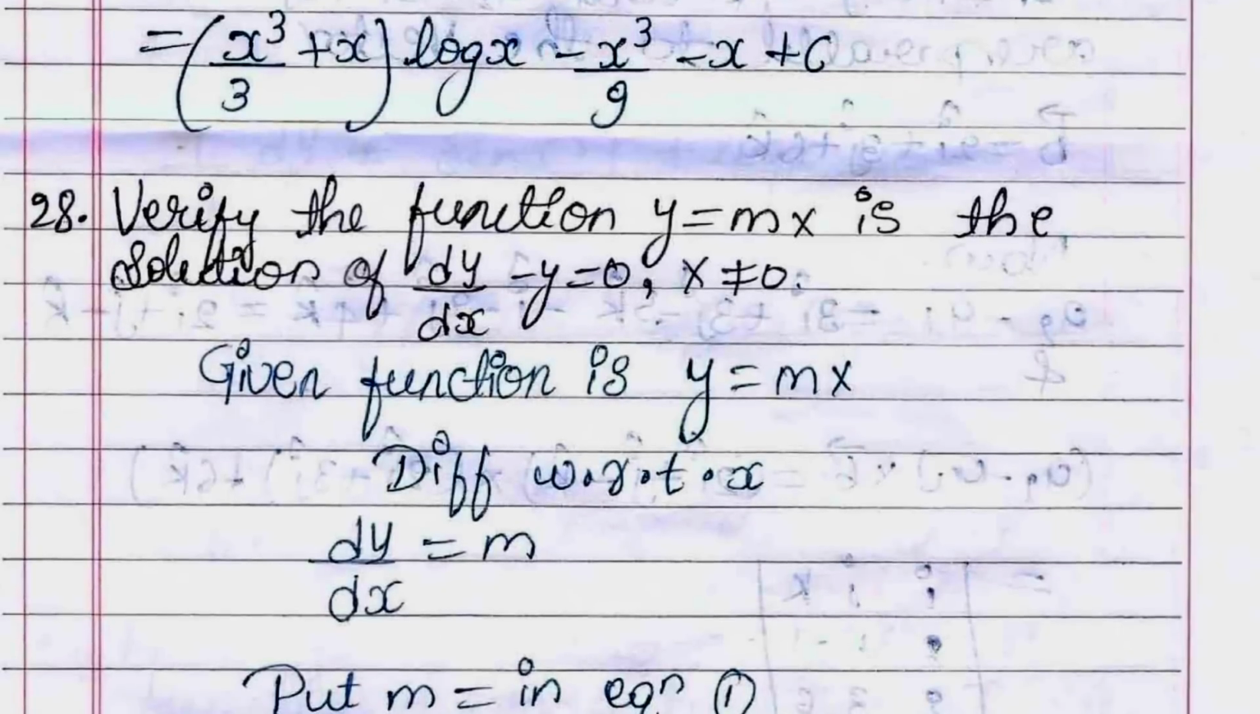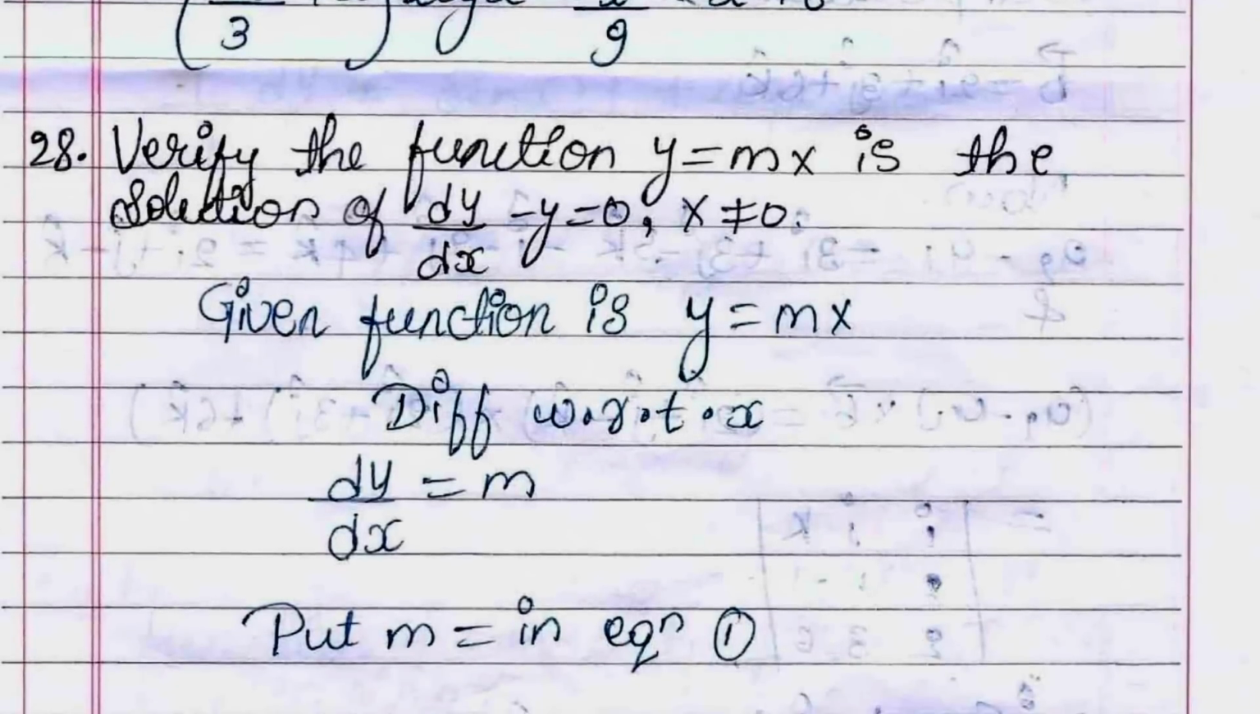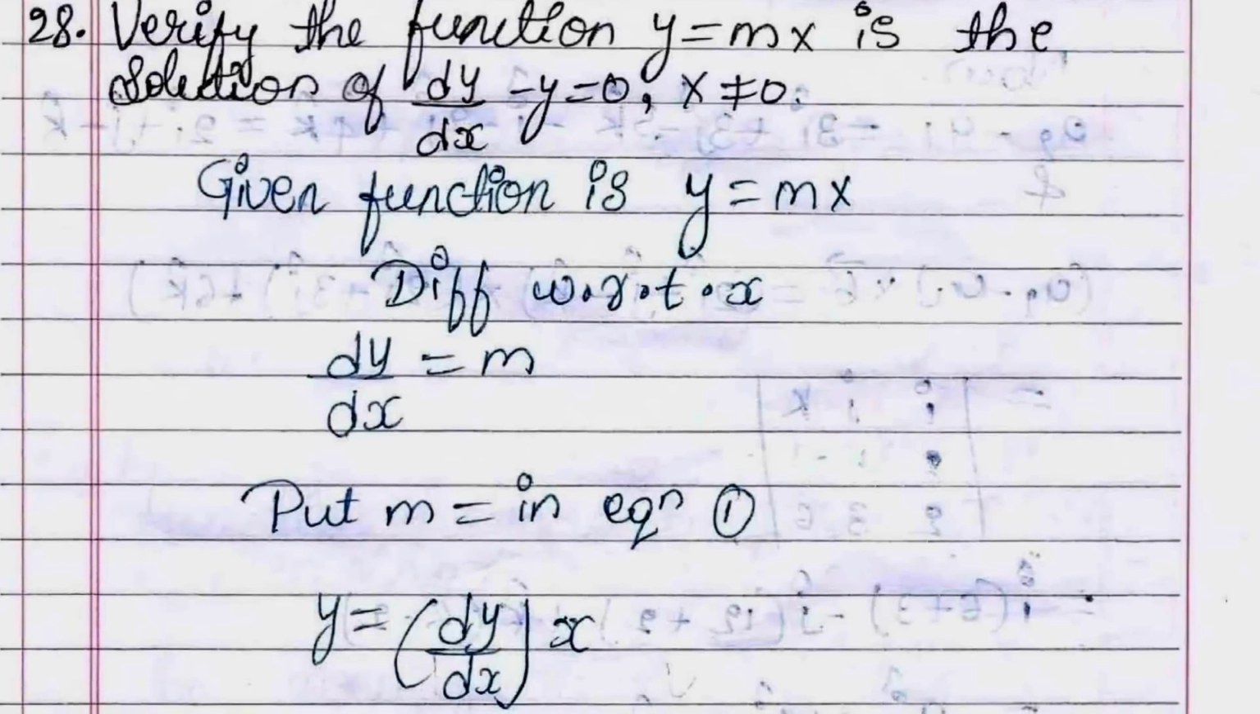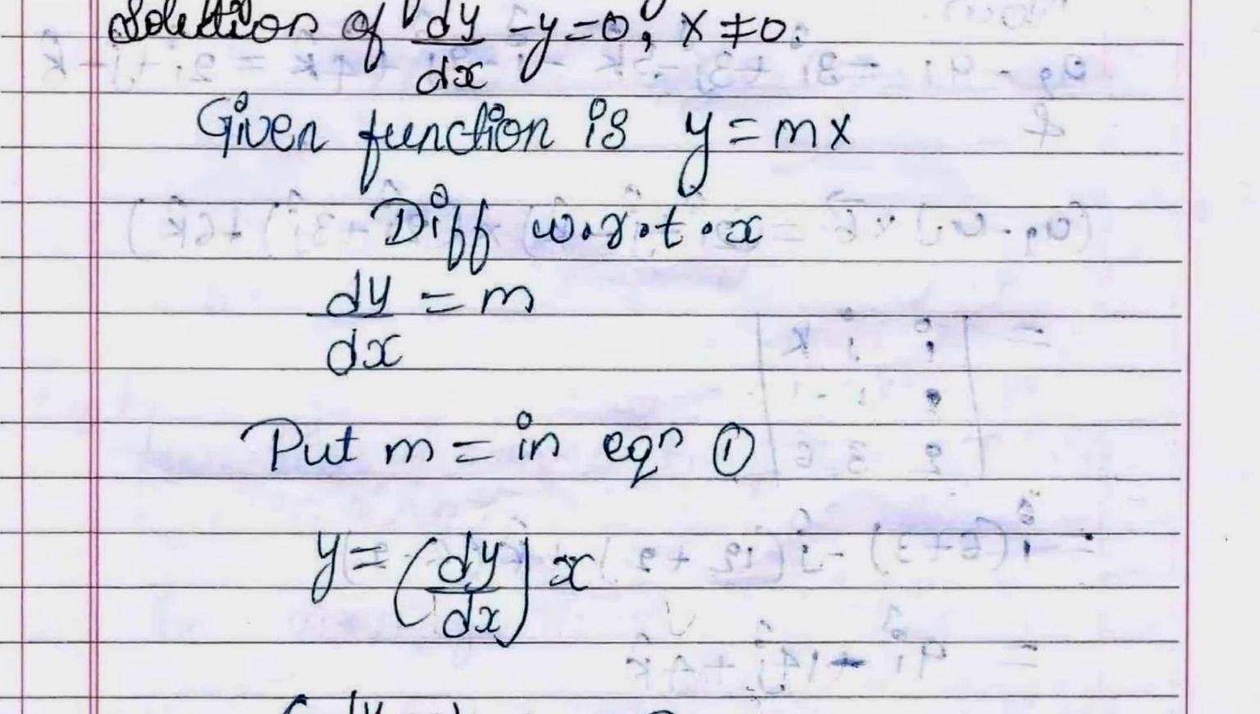Verify that the function y = mx is the solution of dy/dx minus y/x = 0, x not equal to 0, and the answer is below.